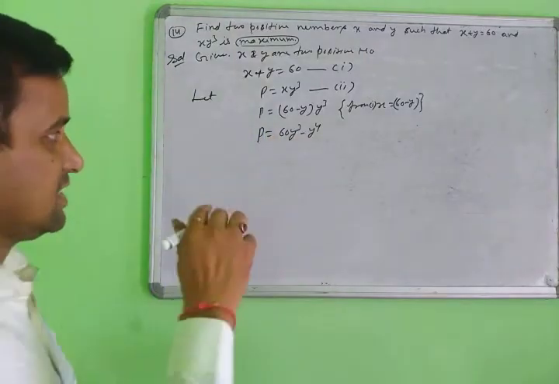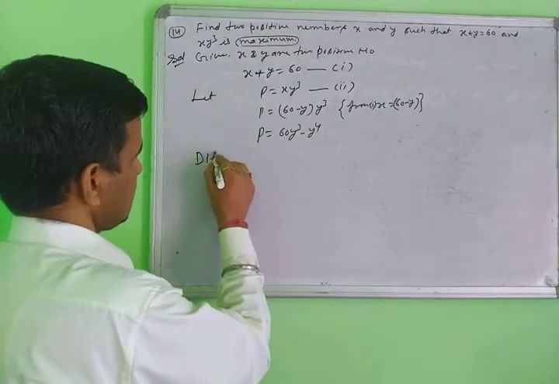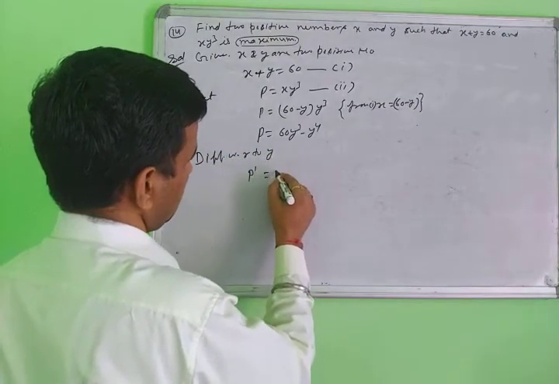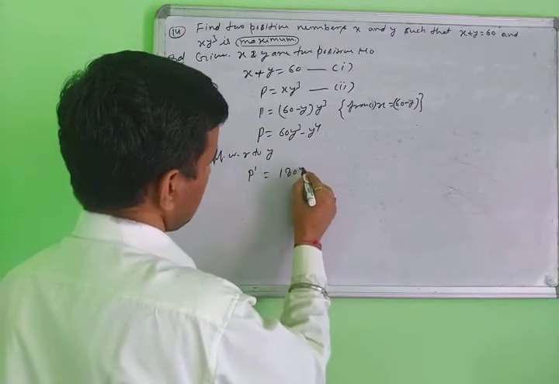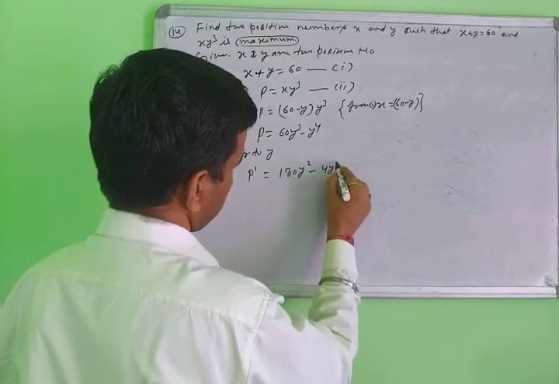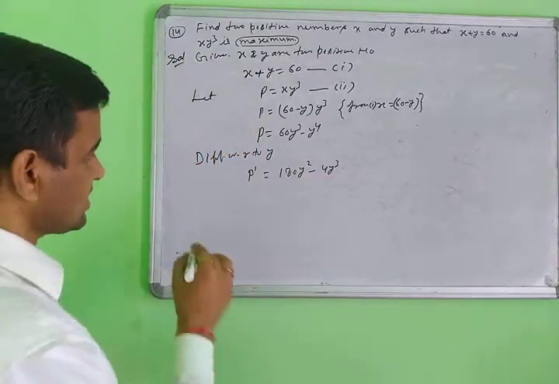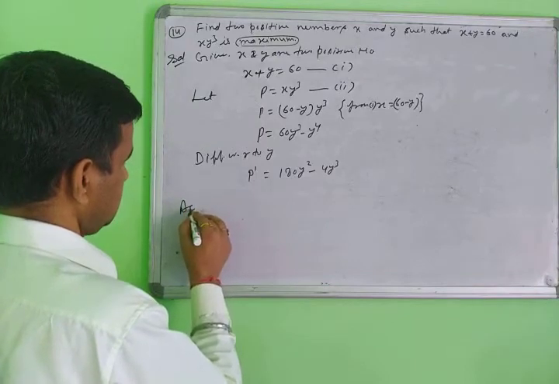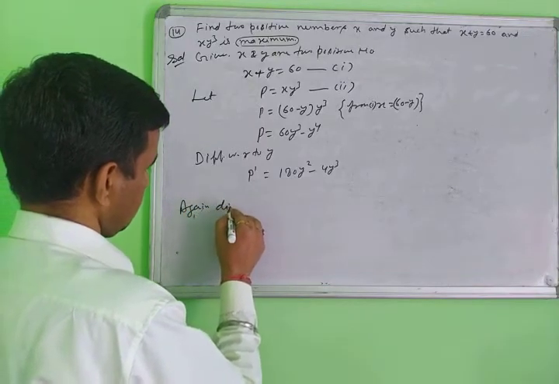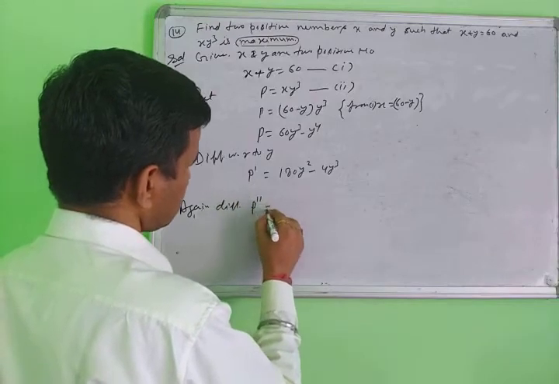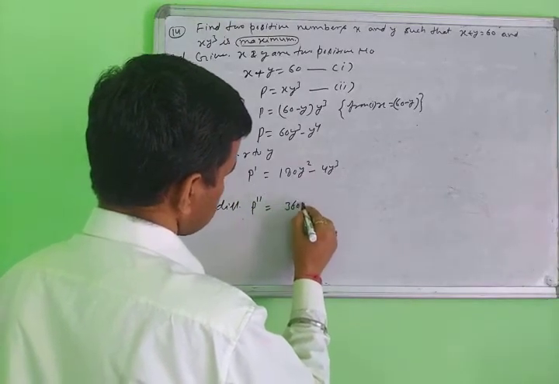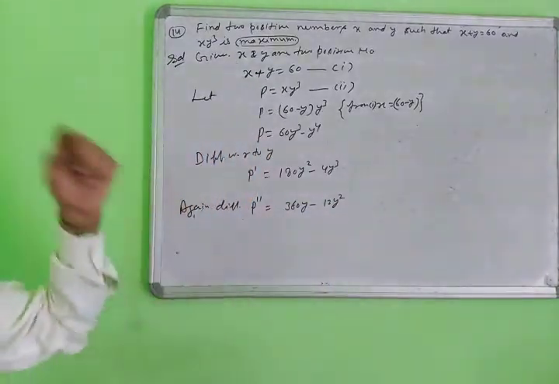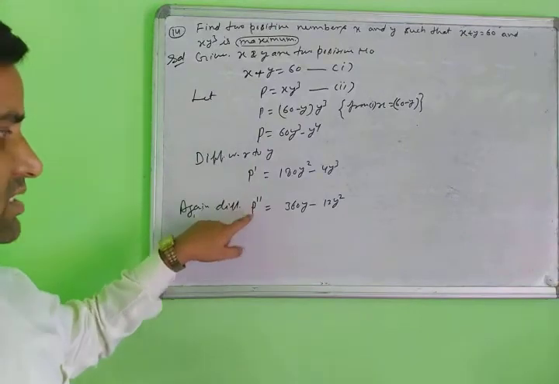So now differentiate with respect to y. Then P dash equals 180 y square minus 4 y cube. Again differentiate, P double dash equals 360 y minus 12 y square. For maximum and minima, this is the first time differentiating, this is the second time.